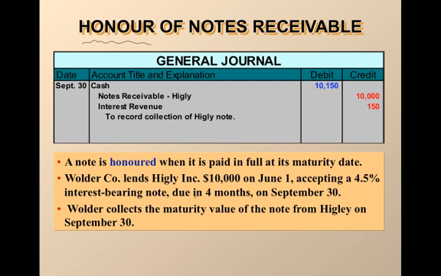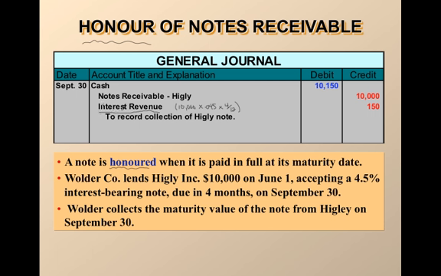So on September 30th, when the note is honored, they collect the cash plus the interest, and this interest would be $10,000 times the 4.5% times the 4 out of 12 months. That's how you get the $150. Okay, so that's the journal entry to get your cash back after you had a notes receivable. And of course, the interest revenue is the account you're going to use to record that interest.